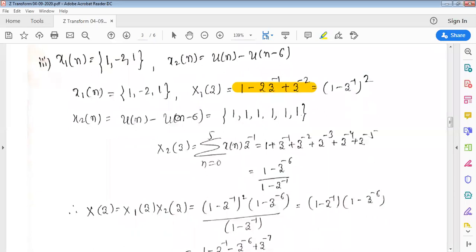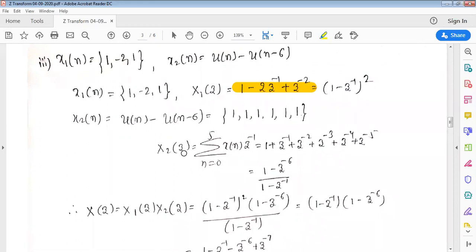Next one, u of n minus u of n minus 6. What is u of n? U of n is equal to 1 from n equal to 0 till infinity. And u of n minus 6 is equal to 1 from n equal to 6 till infinity. So when you subtract these two signals, from 6 to infinity you are going to get both the signals cancelled. The remaining signal is only for n equal to 0, 1, 2, 3, 4, 5. That is totally 6 samples, each one of them 1. Therefore, I have 6 ones in this one. That is how I obtained x2 of n.